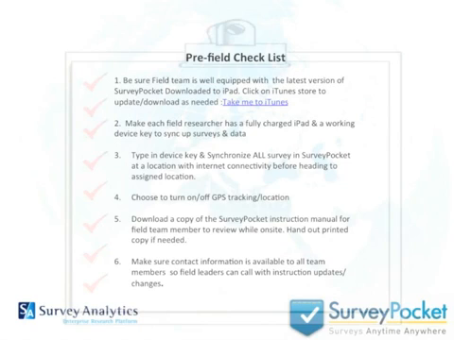You also want to make sure that your field researcher has a fully charged iPad and a working device key to sync up surveys and data. And also make sure to type in the device key and synchronize all surveys in SurveyPocket at a location with internet connectivity before heading out to your assigned location. And then you can choose to turn on or off the GPS tracking.